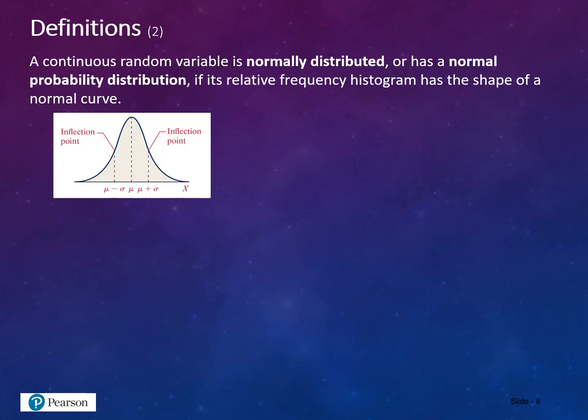Okay, normally distributed. A continuous random variable is normally distributed, or has a normal probability distribution, if its relative frequency histogram has the shape of a normal curve, or a bell curve.